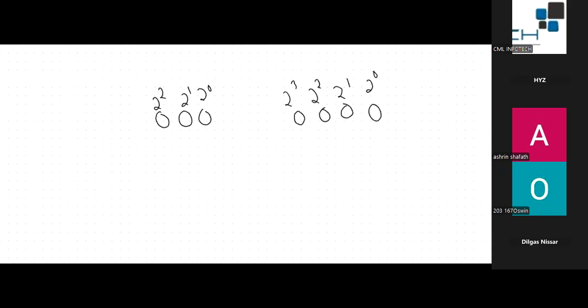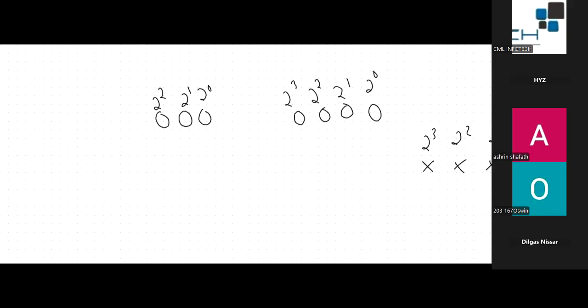Let's say you have 3 bits for conversion. It starts with 2 raised to 0, 2 raised to 1, and 2 raised to 2. If you have 4 bits to convert, it starts with 2 raised to 0, 2 raised to 1, 2 raised to 2, and 2 raised to 3. Generally, each bit could be either 0 or 1.